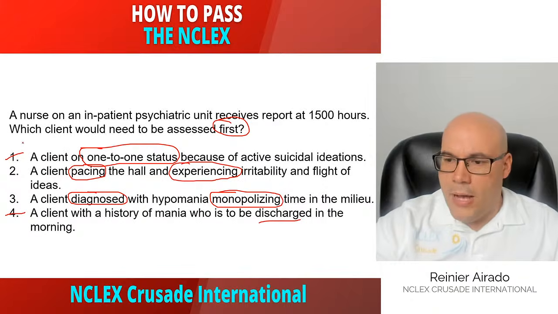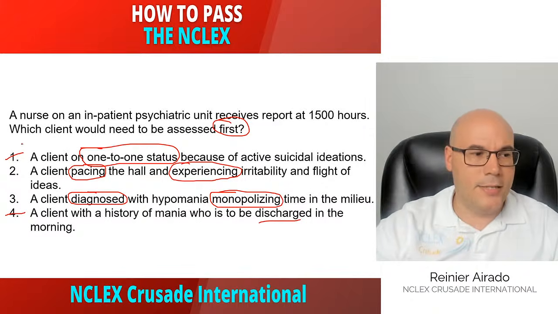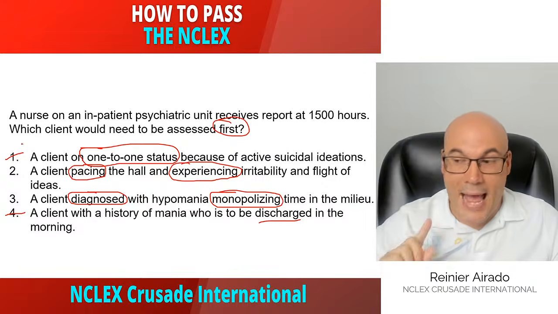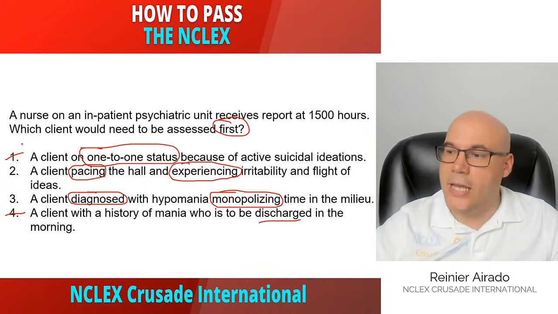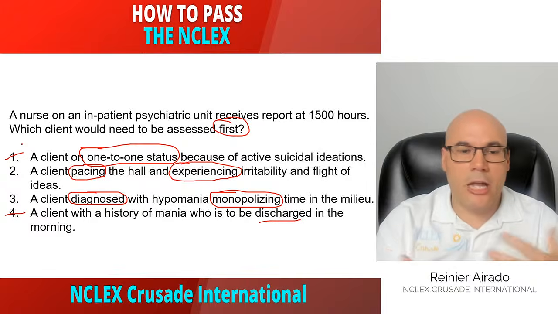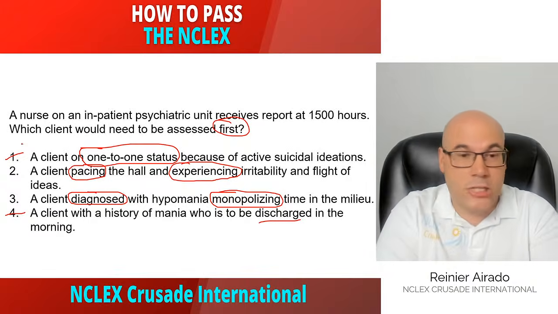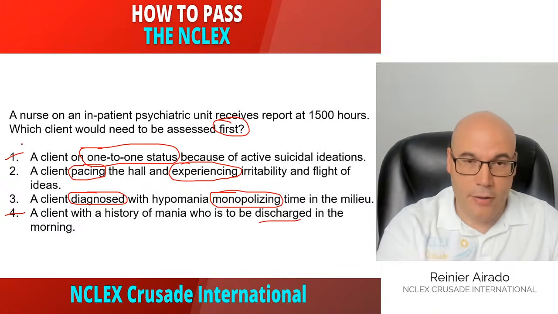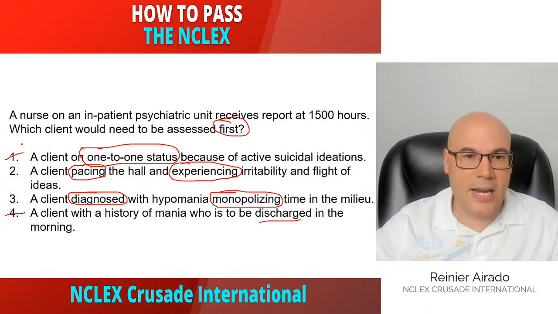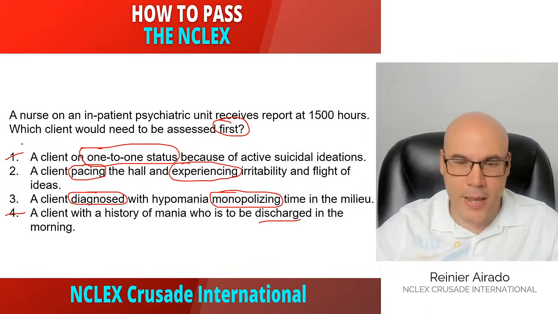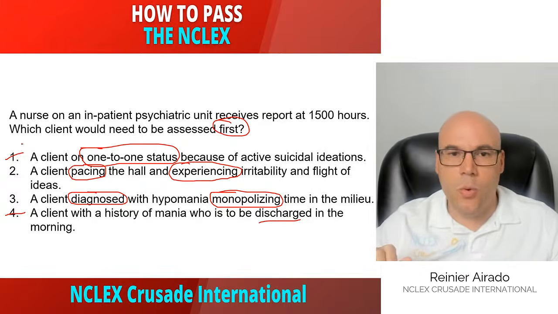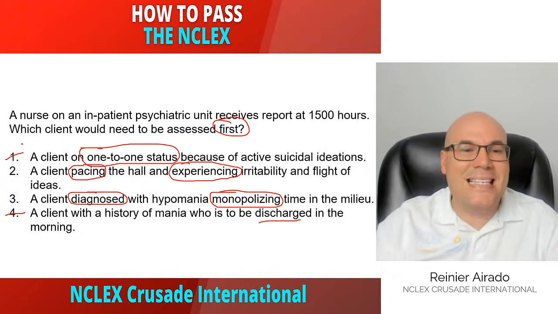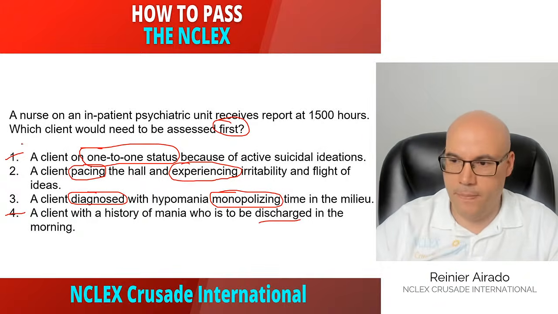So answer number 2 and 3 is what we have left. You need to understand this. Now, if the patient is trying to kill themselves and there is no 1-to-1, then that is a big safety problem. We have to take care of that already. But this is not the scenario. We are in a psychiatric patient unit. We are on a 1-to-1 status. That is controlled already. So answer number 1 is a stable scenario.